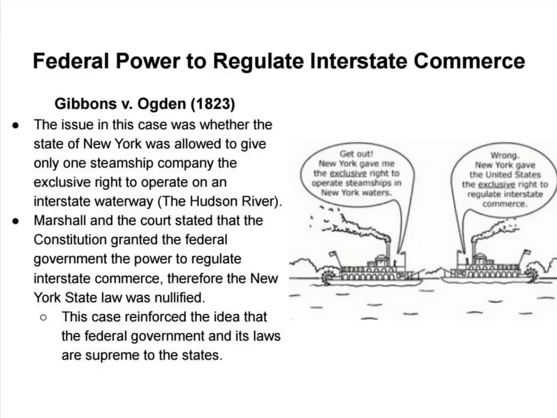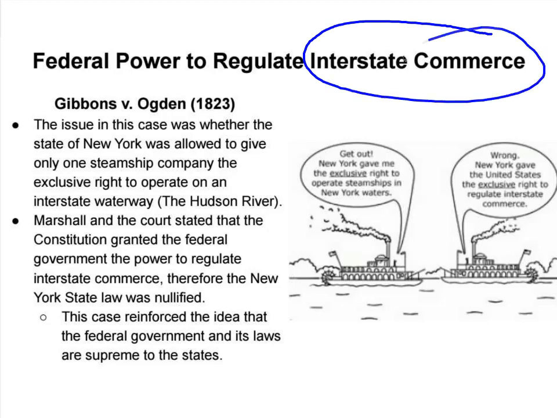The last case we need to discuss is Gibbons v. Ogden in 1823. This is another clause in the Constitution that has to be clarified by the court, the Interstate Commerce Clause. The issue in this case was whether the state of New York was allowed to give only one steamship company the exclusive right to operate on an interstate waterway, the Hudson River.